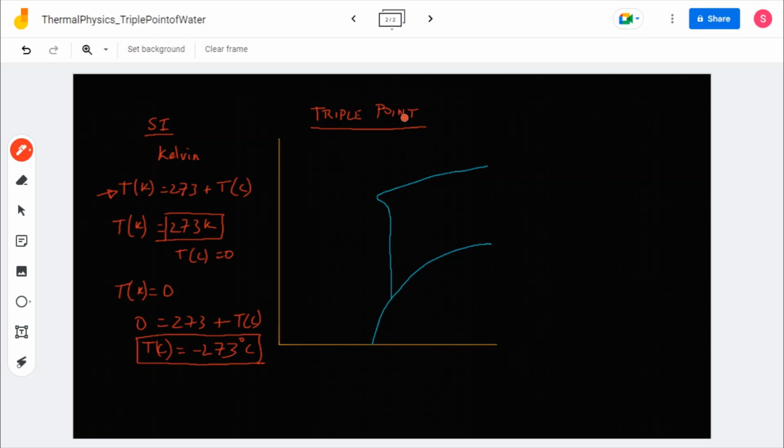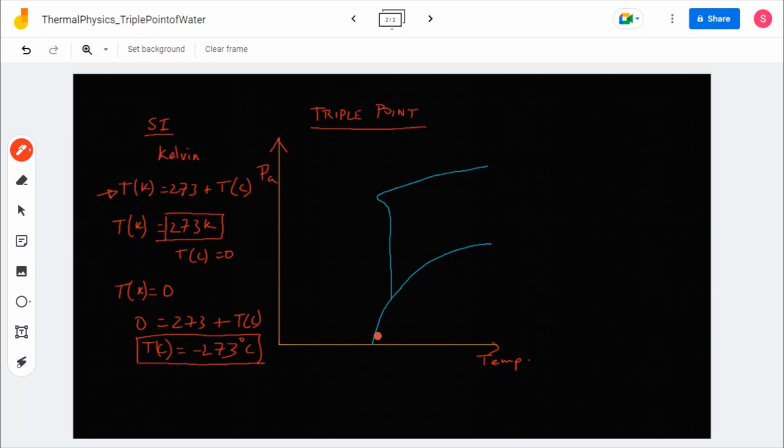Now let's look at the triple point of water. What do we mean by triple point? This plot is between pressure on the y-axis, in pascals, and here we have temperature. The temperature is plotted here, and this can be in Celsius also or Kelvin.